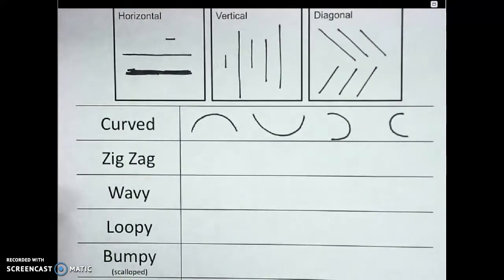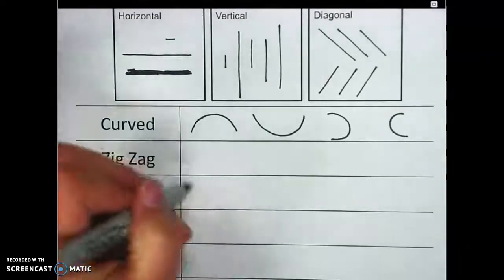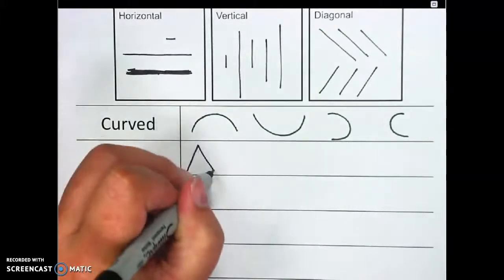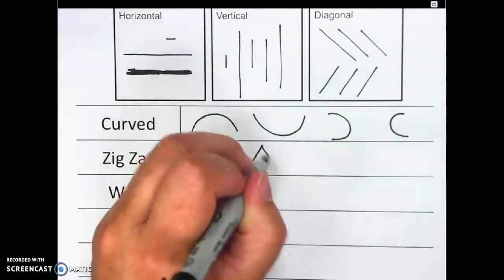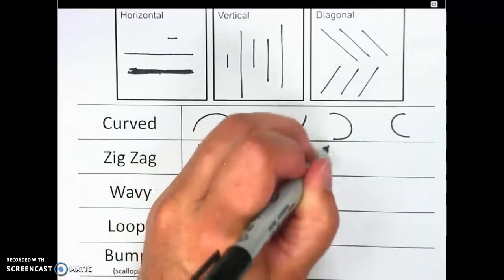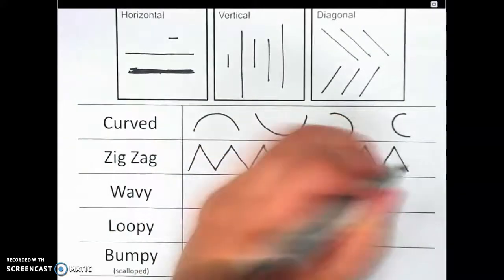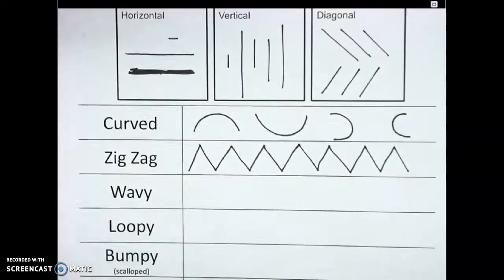Next, we're going to move on to zigzag lines. I love a zigzag line. It reminds me of the mountains. It goes pointy, pointy, pointy. It also reminds me of the letter M or the letter V.